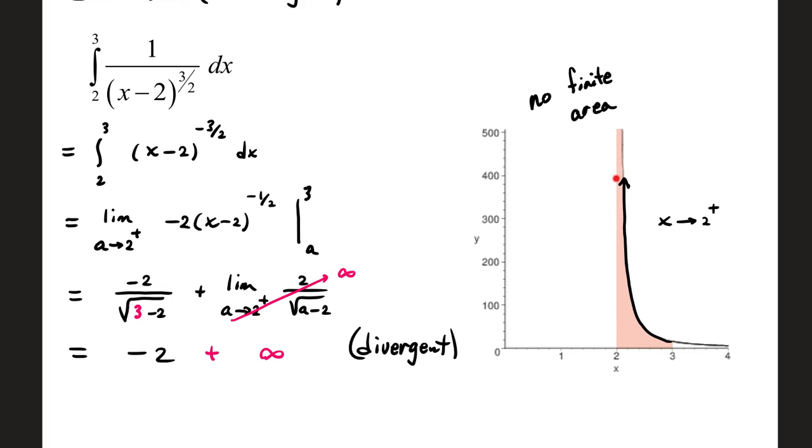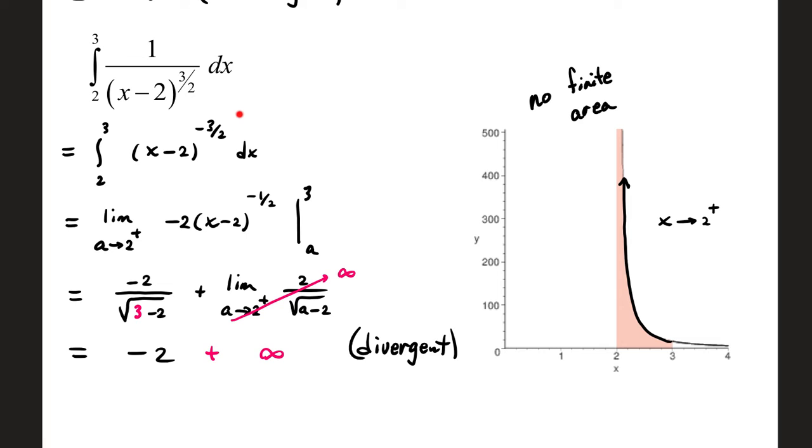Since 2, over here to the right, is where the vertical asymptote occurs, we're going to approach 2 from the right, like we approached 0 from the right in the previous example. Replace 2 with the letter a, and we're going to have the limit as a goes to 2 from the right. Let's take our antiderivative.